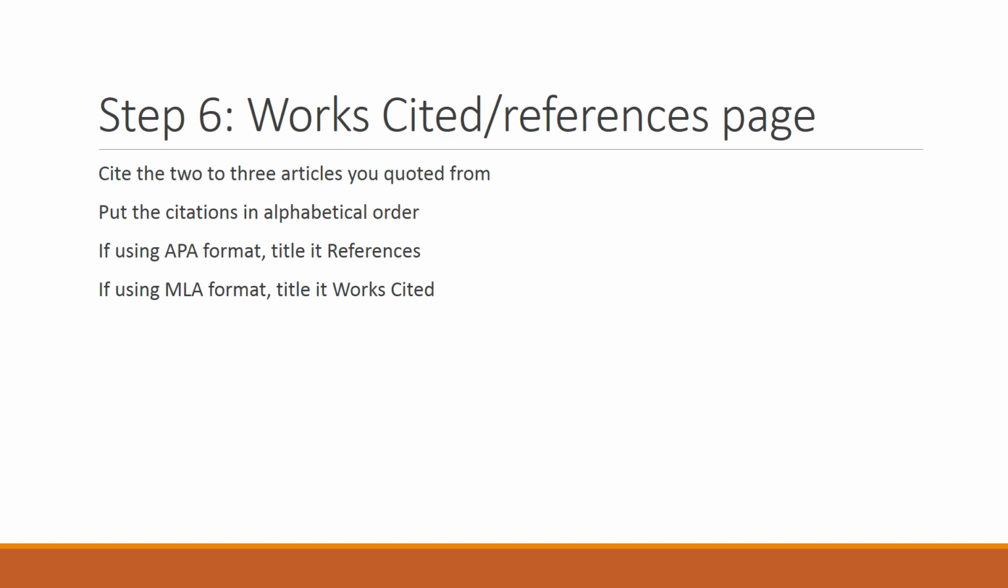Finally, your last page should be your works cited or references page. If you're doing APA, you'll be using a references page. If you're doing MLA, you're going to be doing a works cited page. So you'll cite the 2 or 3 articles that you quoted from, put them in alphabetical order. If you're using APA, you'll title it references. If you're using MLA, you'll title it works cited.